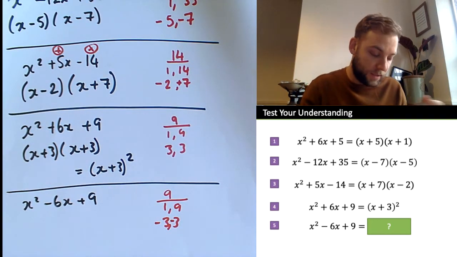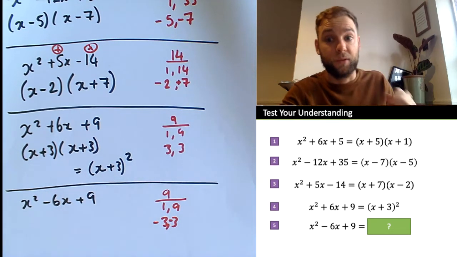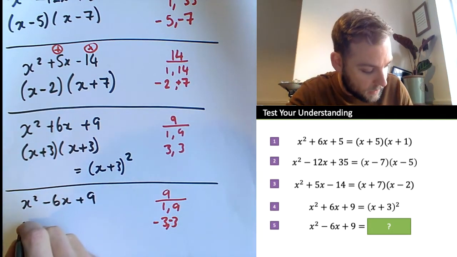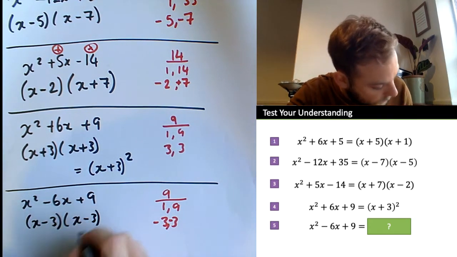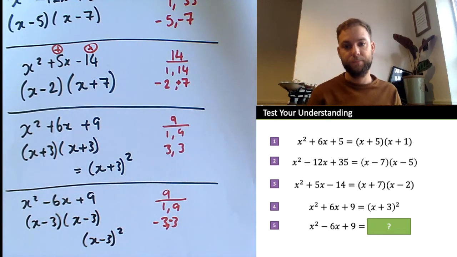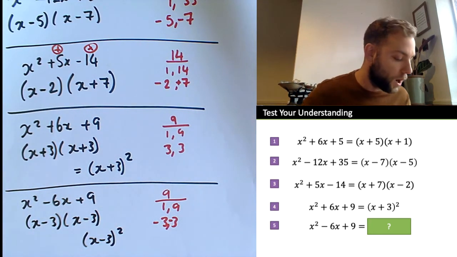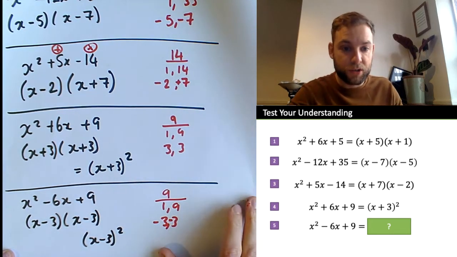It's very similar, to be honest. It's just that because this is minus 6, minus 3, take away another 3, is minus 6. So this one here is x minus 3, which is x minus 3 all squared. Okay, so we've got x minus 3. That's all those questions done.